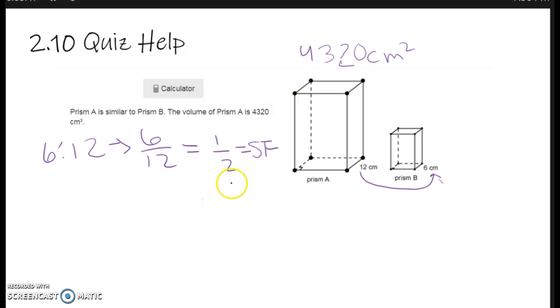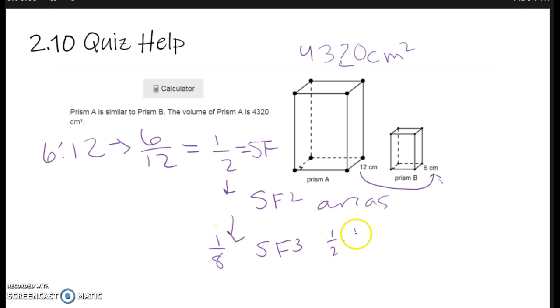So if we want to find that, we need to not square the scale factor. That would be for areas. We're dealing with volumes. We need to cube the scale factor. Go one step further. 1/2 times 1/2 times 1/2. So 1/2 times itself 3 times. You can put it in your calculator or just multiply it out in your head. It looks like this.